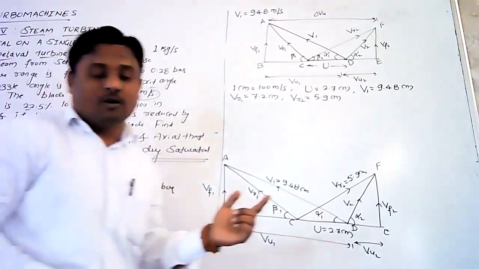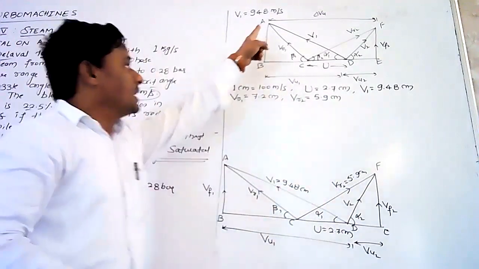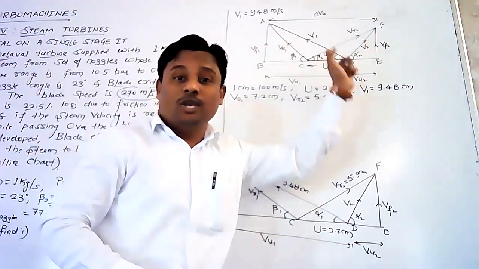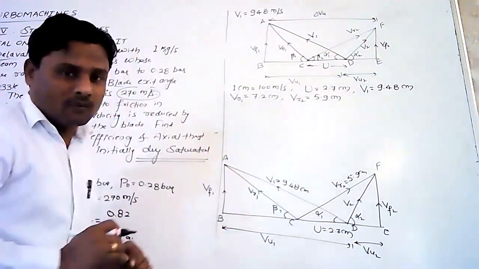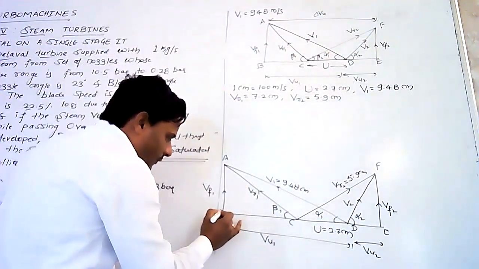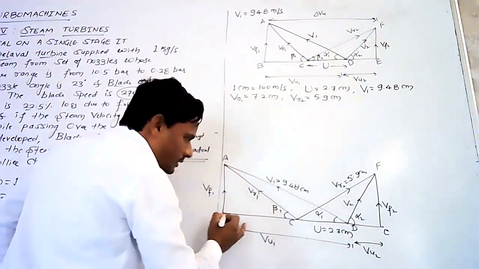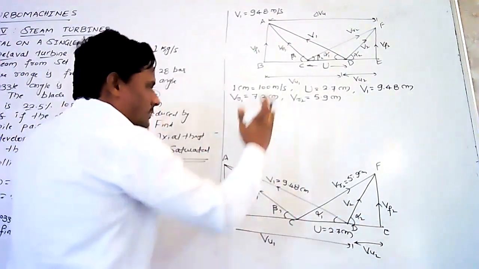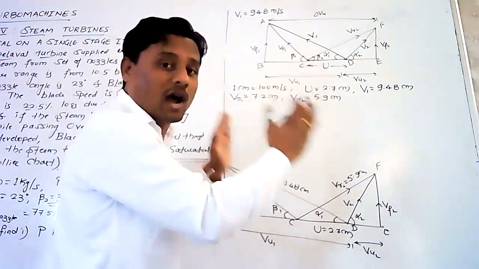To calculate the value of power P, we need the value of delta Vu, the algebraic sum of Vu1 and Vu2. How to get the value of delta Vu? Listen here carefully. The total length between Vf1 and Vf2, the total gap between the two parallel lines.